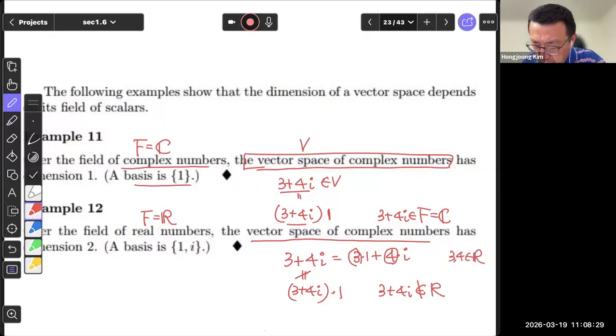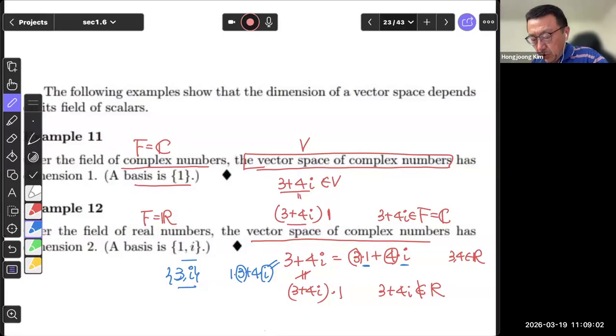So this 1 and I can define a basis. Of course, you can define 3 and I as another basis, and you can express a 3 plus a 4i by 1 times a 3 plus 4 times I. Then 3 and I will generate an arbitrary complex number, right?